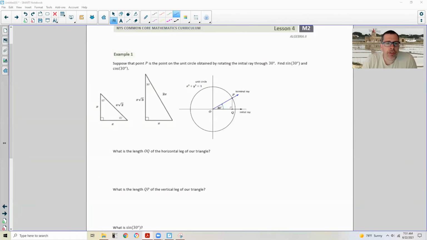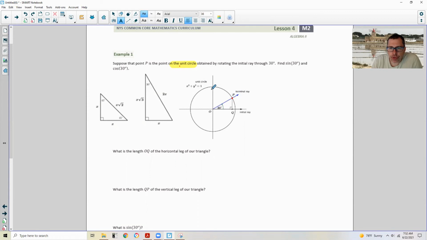Okay, page 2, example 1 says, suppose that point P, which is right here, is the point on the unit circle. So for starters, let's talk about a unit circle. What do they mean by a unit circle? Okay, well, a unit circle, think of that as 1 unit for the radius. So if the radius equals 1 unit, then it is a unit circle.